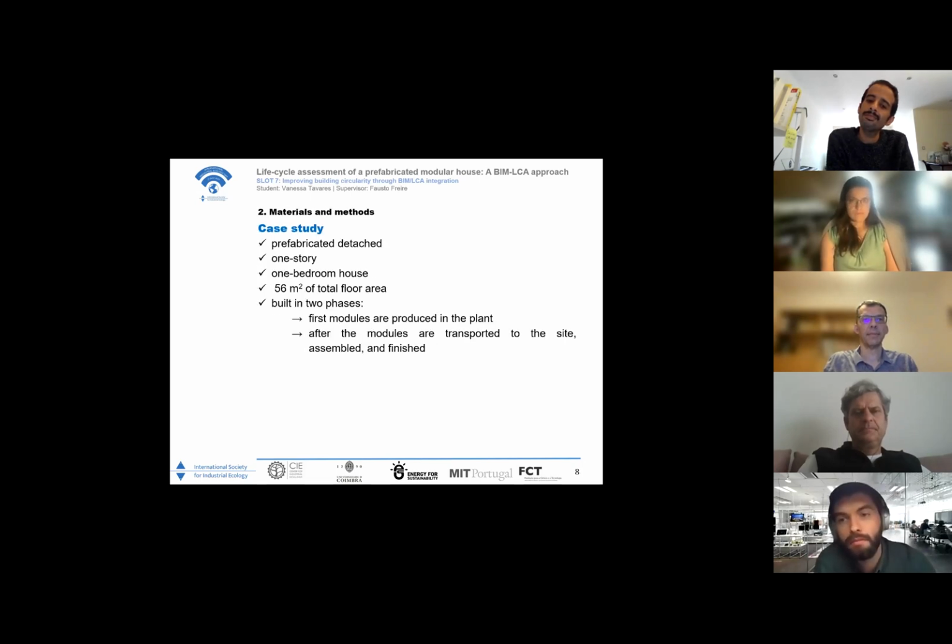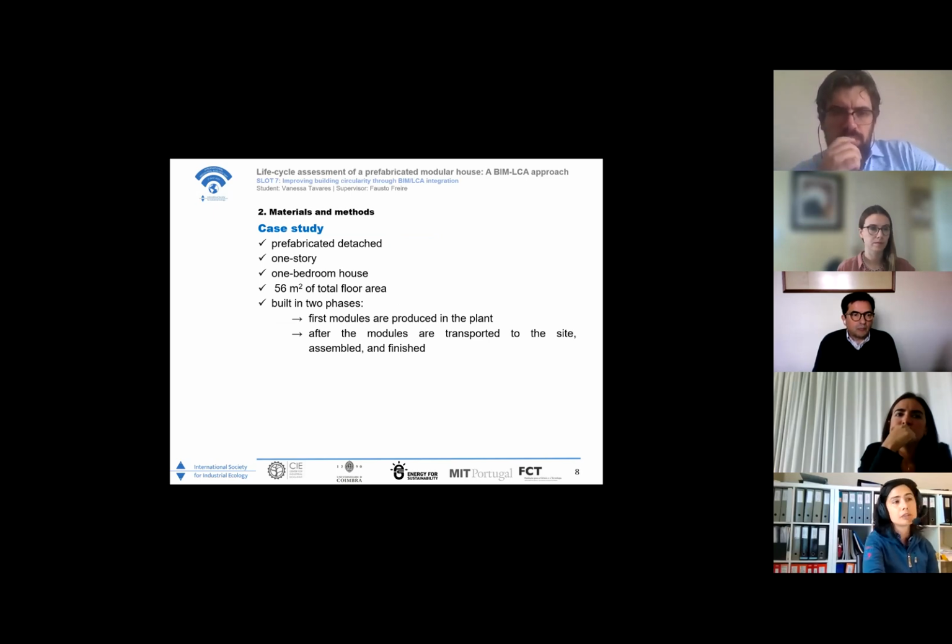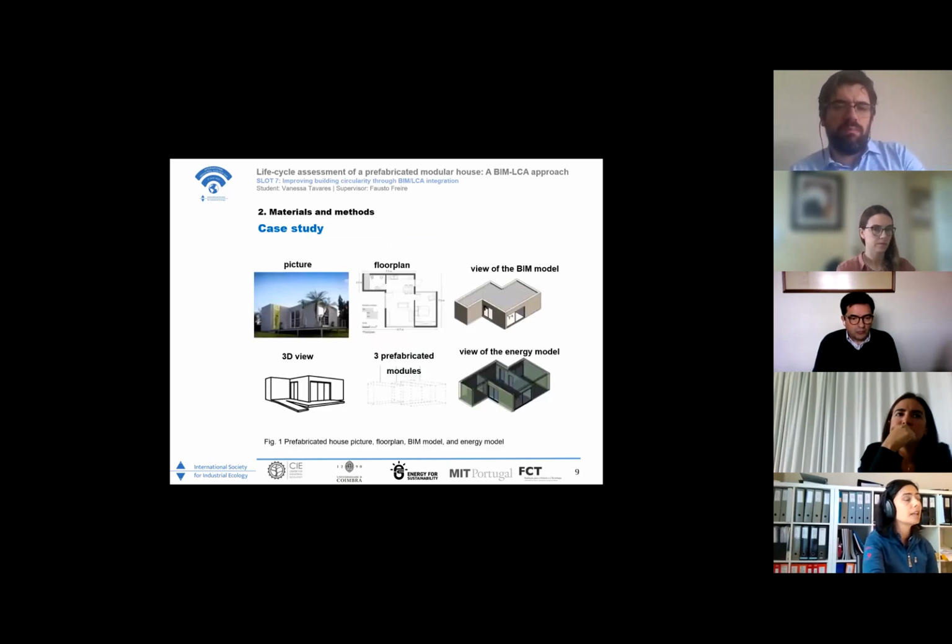Here I'm presenting a single case study of a prefab detached house, one story, one bedroom, 56 square meters, built in two phases because it's modular. First, modules are produced in plant and then they are transported and assembled on site. It was a real house that was built. Here we have a picture of the house after completion. Floor plan, 3D model, the energy model, and 3D views.